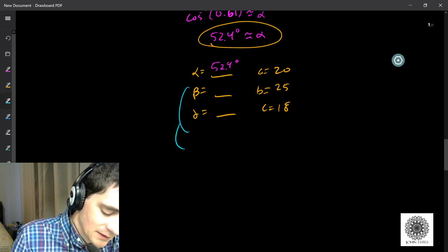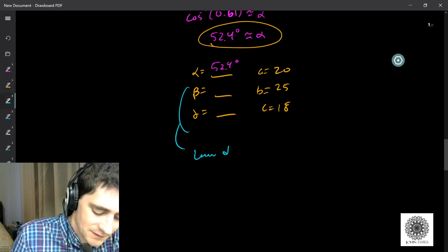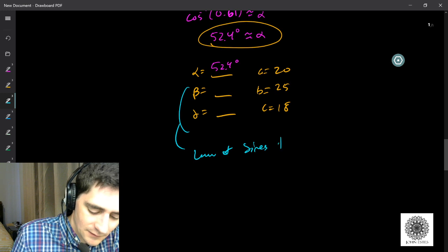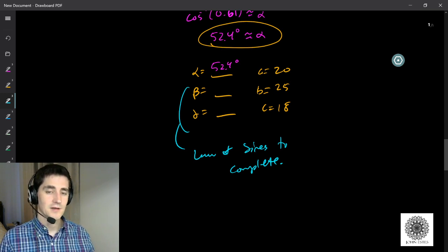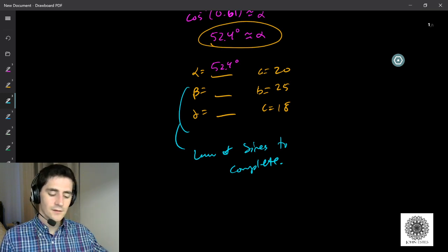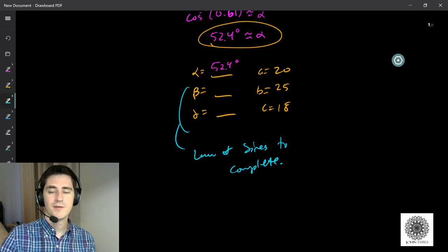And just for the sake of time, we'll just say use law of sines to complete. You only need to find one more angle, beta, and then once you find beta, just subtract the two angles you know from 180 to find the third one, just like we did in the previous example.